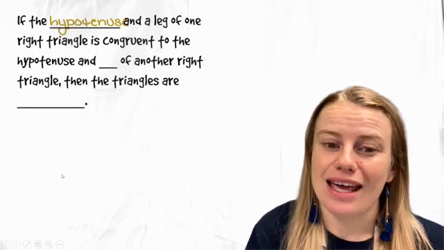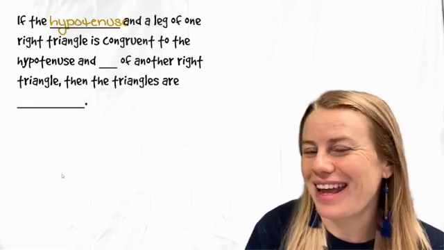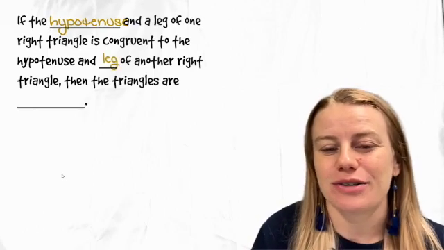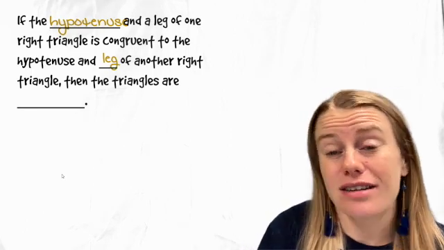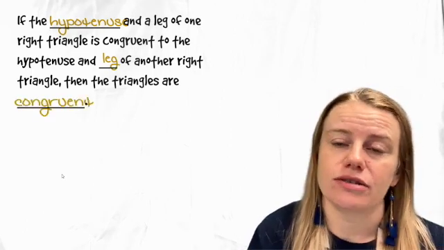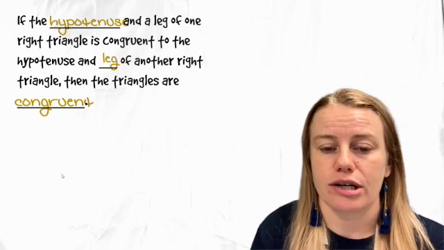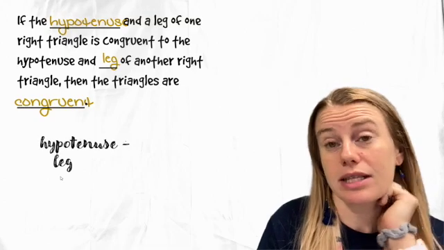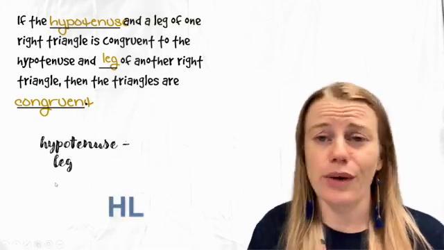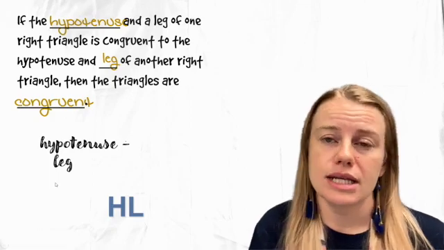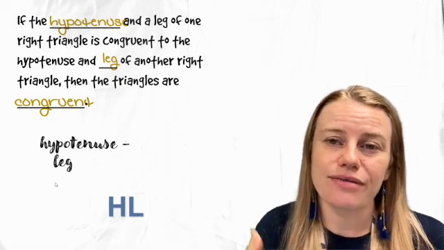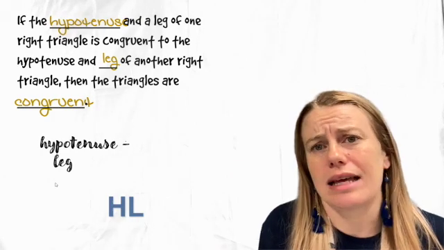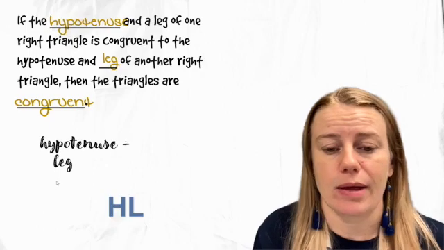Okay, if the hypotenuse and a leg of one right triangle are congruent to the hypotenuse and leg of another right triangle, then the triangles are congruent. So now we're talking about our right triangles and a hypotenuse and a leg. We call this hypotenuse-leg, very clever, or HL. We can only say that they are congruent by HL if they're right triangles. So don't see two acute triangles and say HL. Not possible. We're only looking at our right triangles.